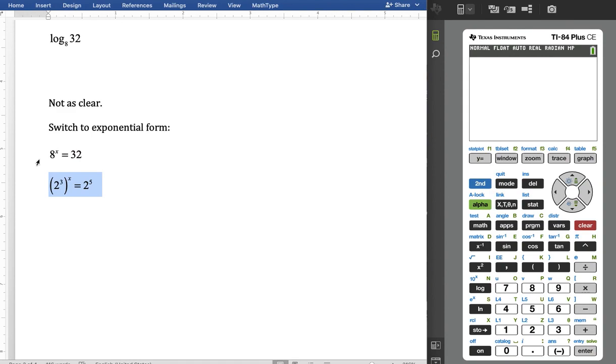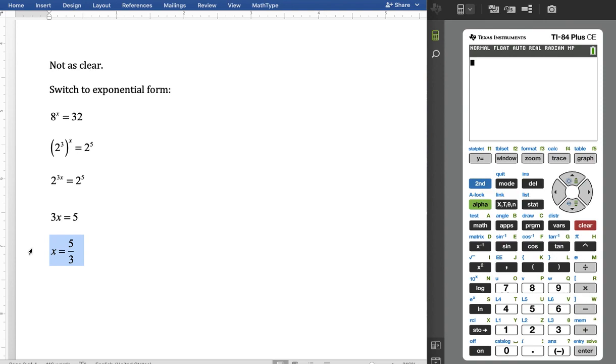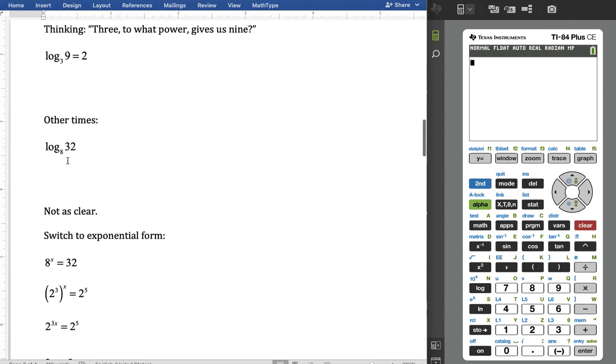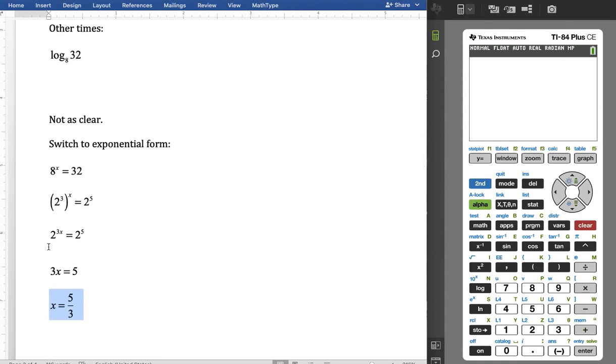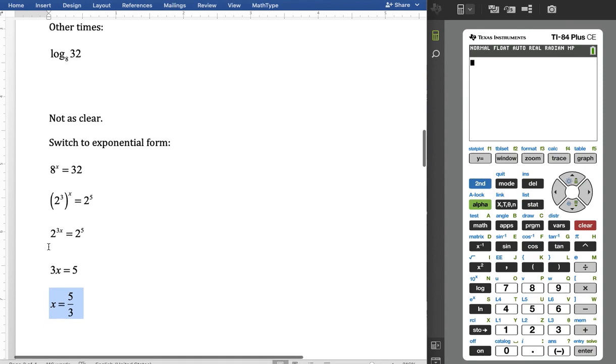Well, we could rewrite this. 8 is the same as 2 cubed. We have 2 to the third to the x. And then 32 is 2 to the fifth. Using our properties of exponents, power of a power, that's 2 to the 3x equals 2 to the 5. And now since we have the same base, that implies that our exponents are equal. 3x equals 5, and x is 5/3. Not as clear as if we were just saying, back to the beginning, log base 8 of 32, well, I'm not that good. I'm going to switch to exponential form and find a common base. So I've got x equals 5/3.